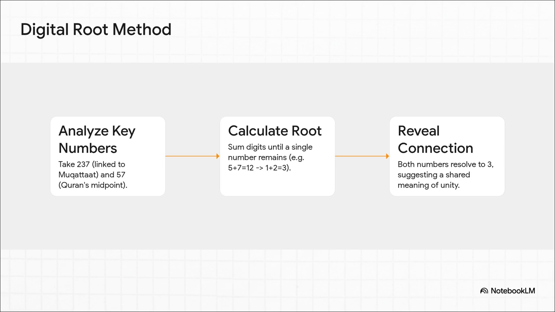Let me show you. Take 237, a number linked to the Muqatta'at. You just add the digits. 2 plus 3 plus 7 is 12. That's still 2 digits, so you do it again. 1 plus 2 is 3. Now let's try 57, the Quran's midpoint. 5 plus 7 is 12. And again, 1 plus 2 is 3. You see, both of these really important but different numbers boil down to this same root, 3. This is presented as evidence of a shared, underlying meaning of unity.